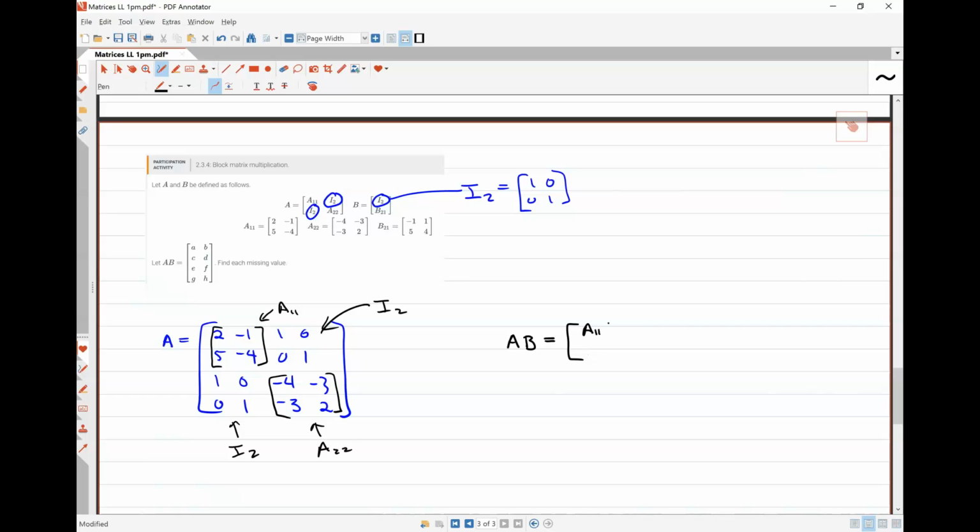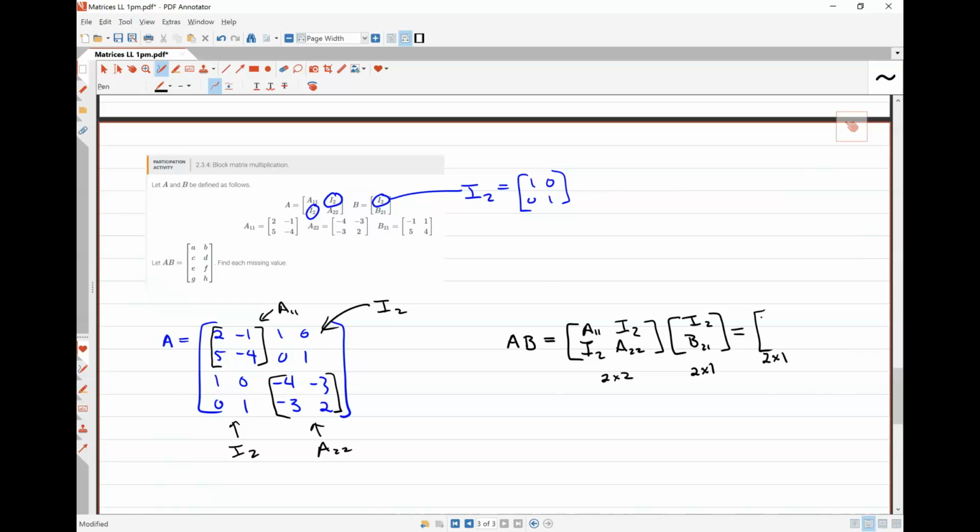So we've got A11, I2, I2, and A22. And then we've got I2, B21, and that's it. All right, so when you're doing this with the blocks, you just pretend they're regular old entries. This is a 2x2, and this is a 2x1. The resulting matrix is going to be 2x1.